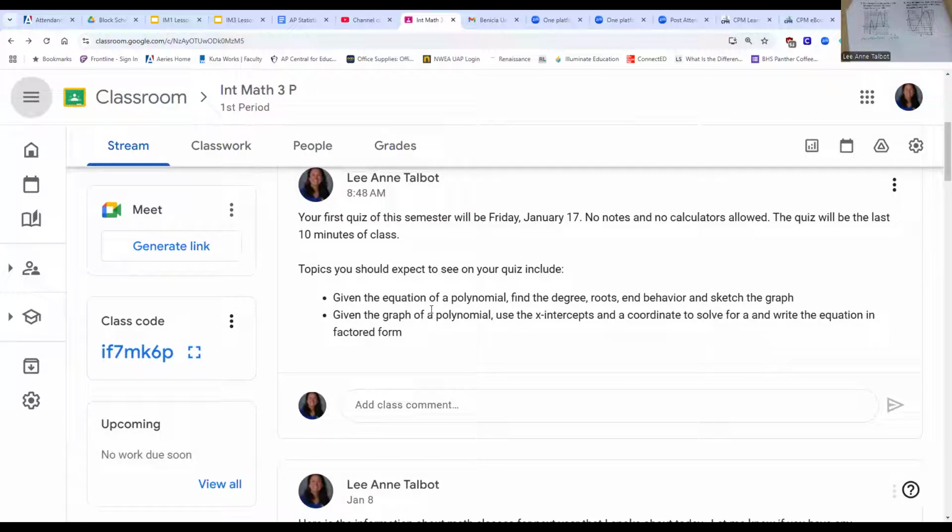The fifth quiz of the semester will be Friday, this week Friday. No notes and no calculator. Quiz will be last 10 minutes. It only has 2 questions this time. The first one is, given the equation of a polynomial, find the degree, find the roots, find the end behavior, and sketch the graph. Is it still 12 points? I think it's only 10 this time.